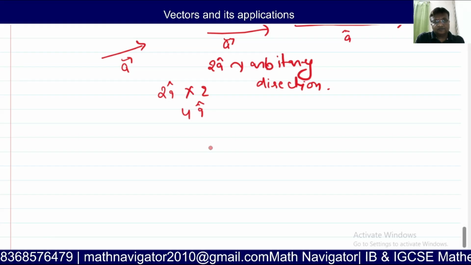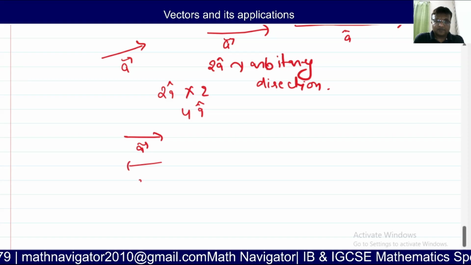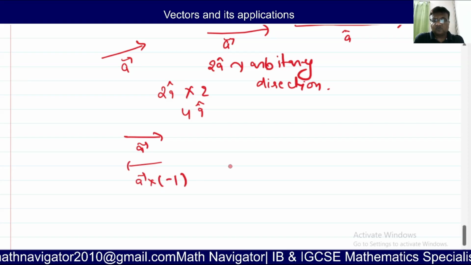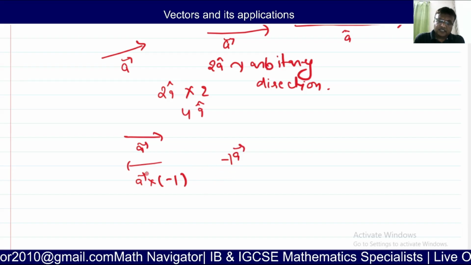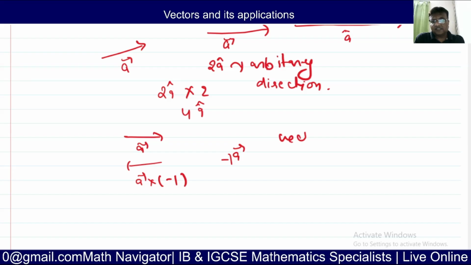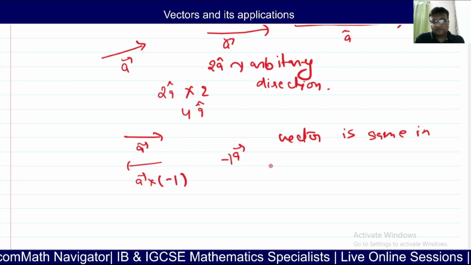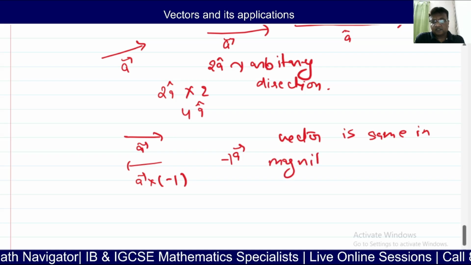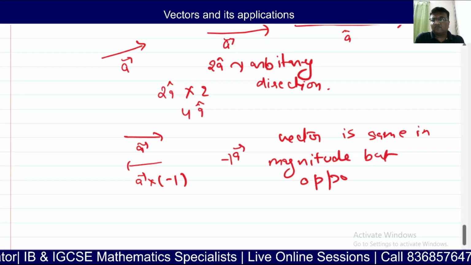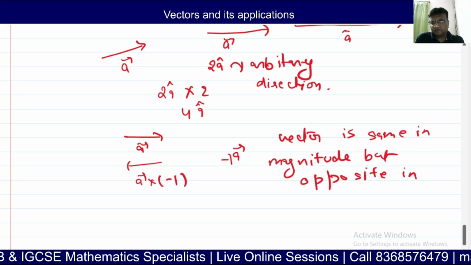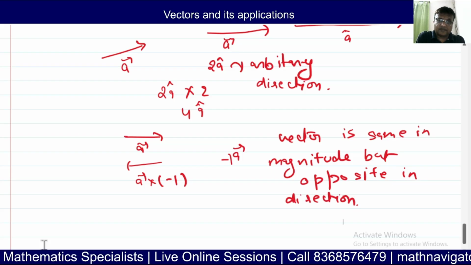So let's say this is my vector A, and let me multiply this by negative 1. So this will become negative A. This means the vector is the same in magnitude but opposite in direction. So this is called the negative of a vector, right? I hope you are clear with the concept of vectors.